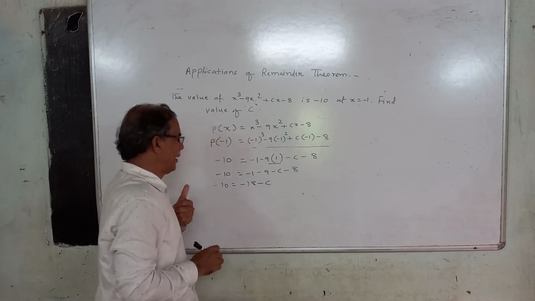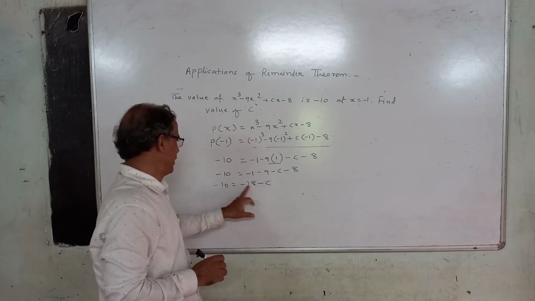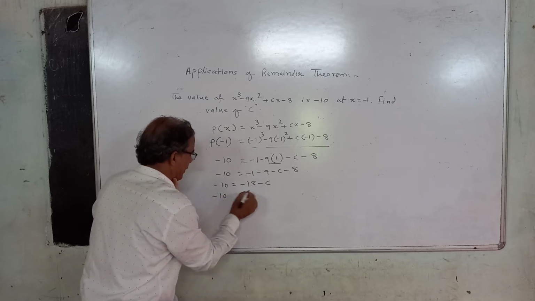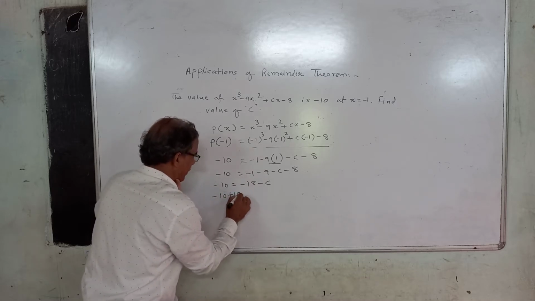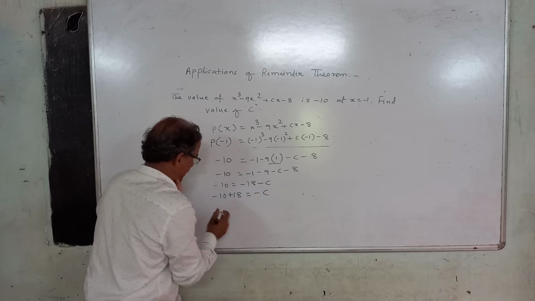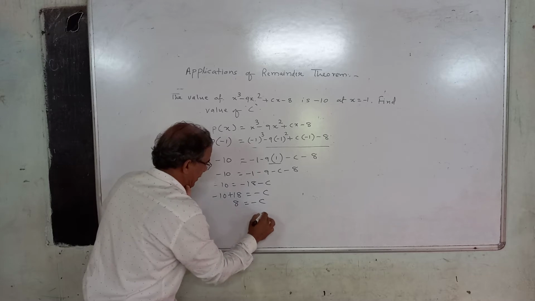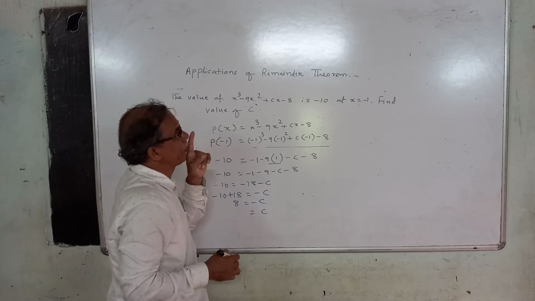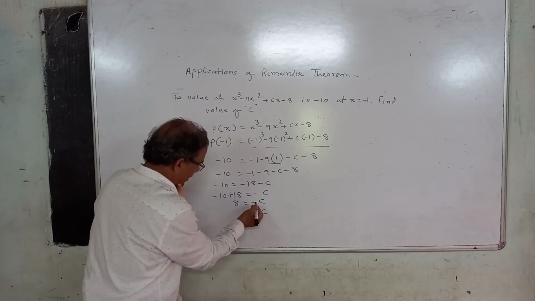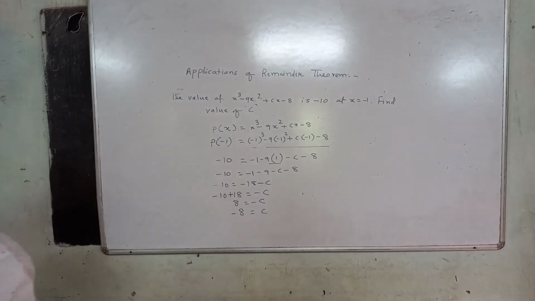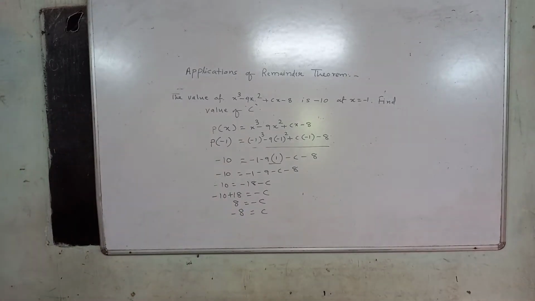And we want to find c now. So this integer will come here, number will go to number. So minus 10 plus 18 is equal to minus c. Minus 10 plus 18 means 8 is equal to minus c, and we want to find the value of plus c. So this minus sign will come here. So c is minus 8. Okay. Then I shall give you now the second example.